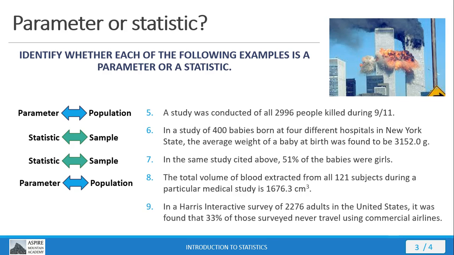Last one. In a Harris Interactive survey of 2,276 adults in the United States, it was found that 33% of those surveyed never travel using commercial airlines. Parameter or statistic? You make the call. Well, I hope you got this last one right. Here we have a statistic because we're taking a survey. Surveys are conducted with samples. Had we polled the whole population, we would have conducted a census. But this is a survey, which makes our data set a sample described with statistics.